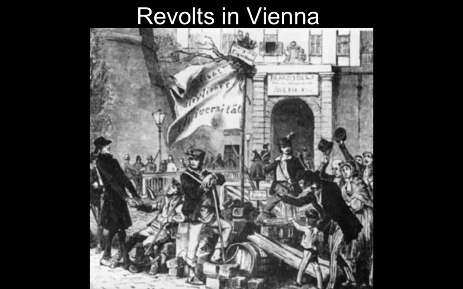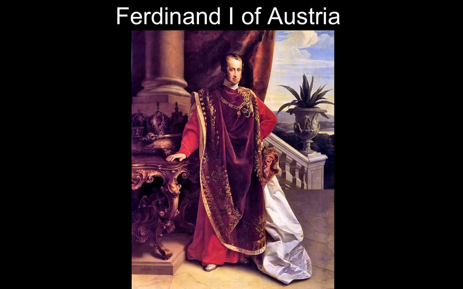The leader of Austria, the Habsburg leader, was Ferdinand I. He was the emperor of Austria, and he started caving right away. He was freaked out. He started giving the people everything they wanted. He made them all these promises. He said, anything you want, basically, you can have. So a lot of promises made, but just like the French, the coalition of revolutionaries broke down very rapidly.